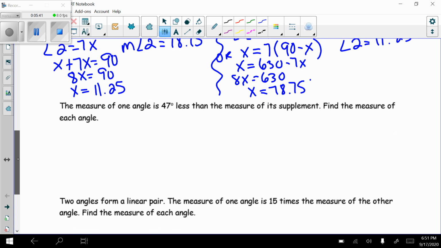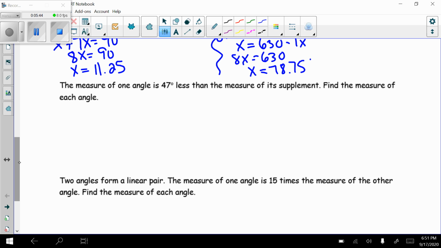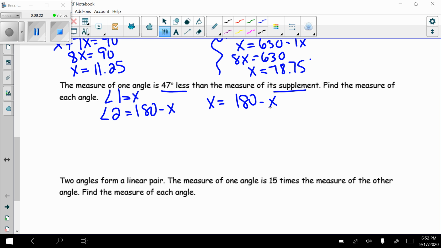All right, next one. The measure of one angle is 47 degrees less than the measure of its supplement. Find the measure of each angle. Okay, so angle 1, I'm going to call x. Angle 2, we're talking about supplements this time, so I know together they have to be 180. So angle 2 is going to be 180 minus x. Now I'm going to write my equation. The measure of one angle, angle 1, which I called x, equals 47 less than its supplement. So its supplement, 180 minus x. 47 less than means to take away 47, so minus 47.